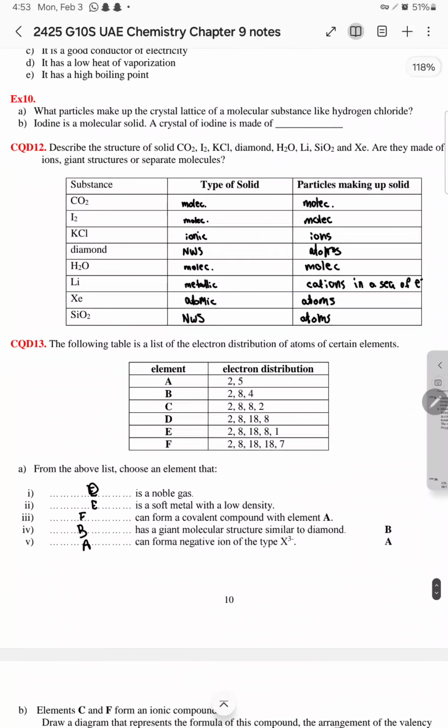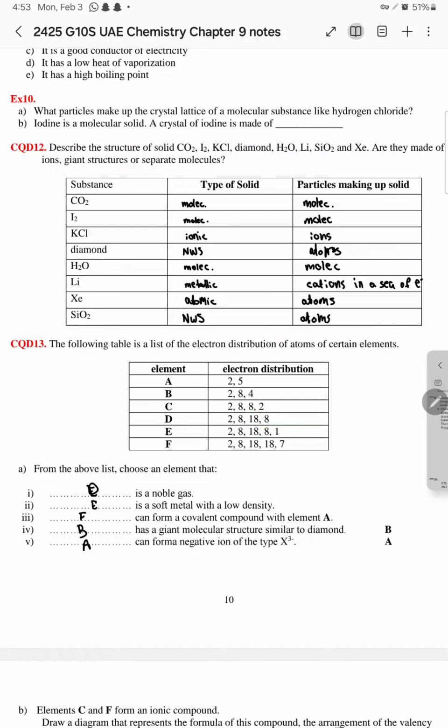Now for CQD13, they gave us a list of electron distributions, and we need to tell them which is which. For this question, your key thing is looking at the valence electrons to know in which group it is. Now, they're asking you which of the following is a noble gas. We know noble gases always end with 8 valence electrons. So D is the only correct answer.